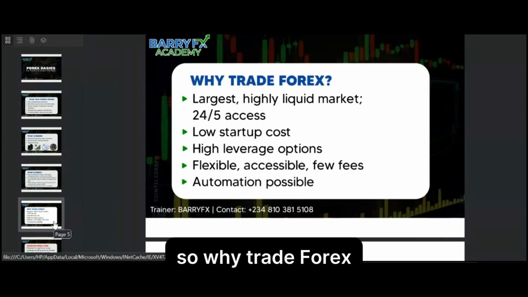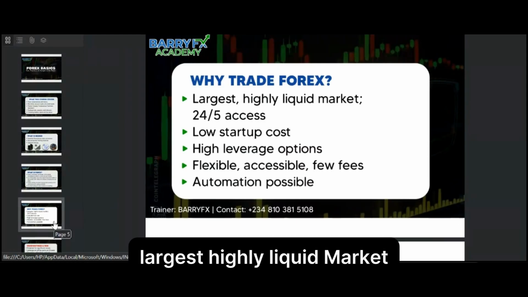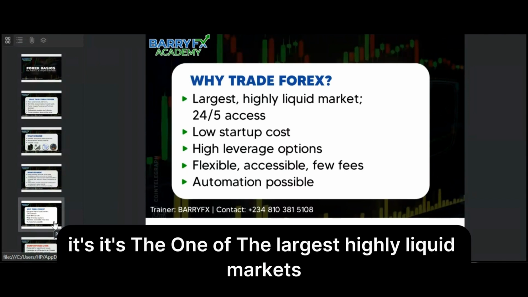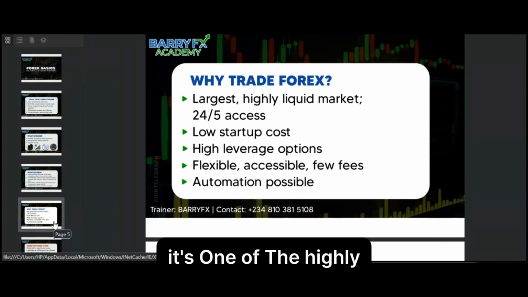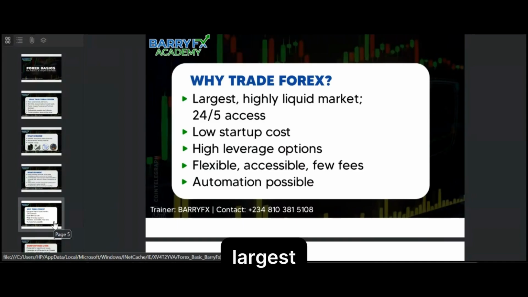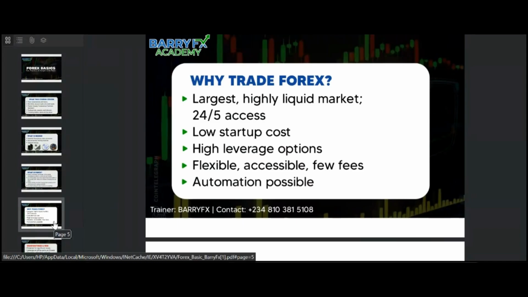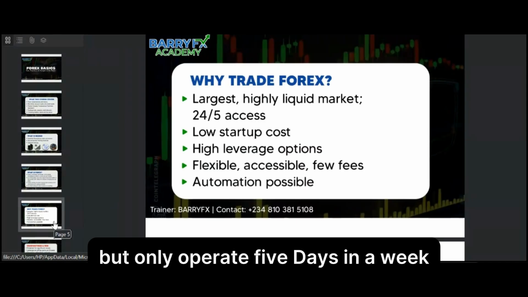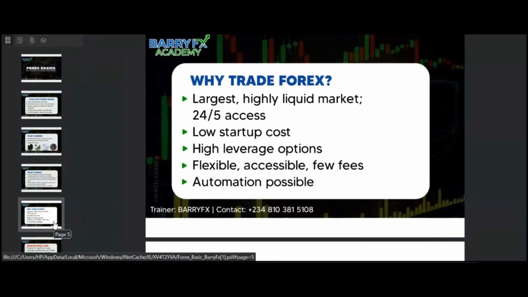So why trade forex? Number one, the first thing we have here is the largest, highly liquid market. Forex is one of the largest liquid markets in the whole world, and it's always accessible 24 hours, but it only operates 5 days in a week.